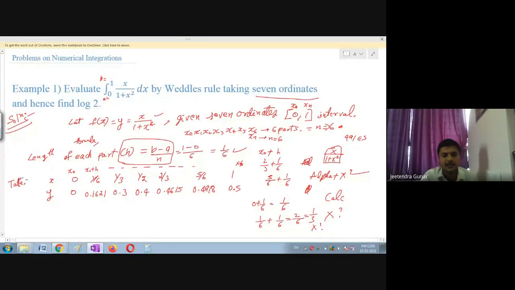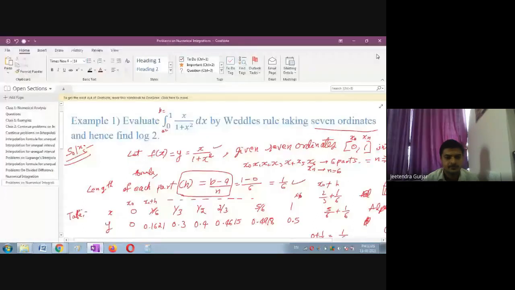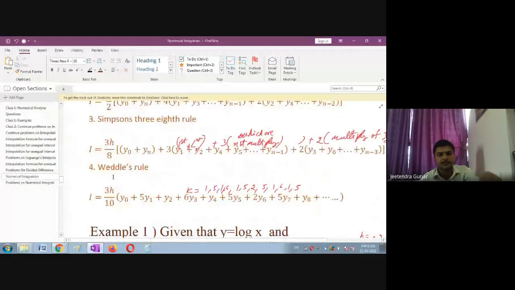Okay, x and y. So after finding x and y, then we will use Weddle's rule. So I think you remember the formula. I will rewrite that formula. Weddle's rule formula I will write down here. Okay, so just take this formula and write it down.